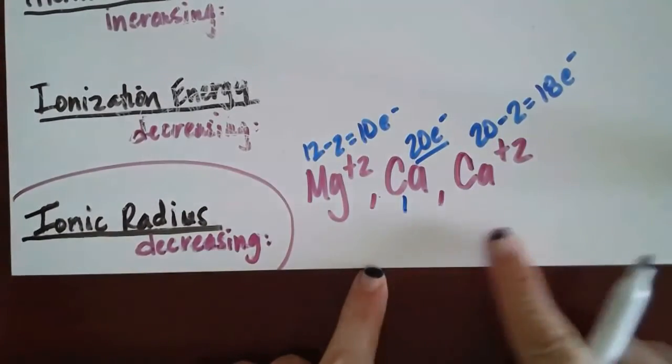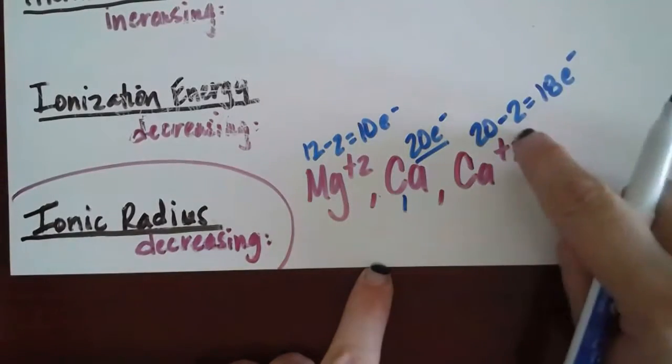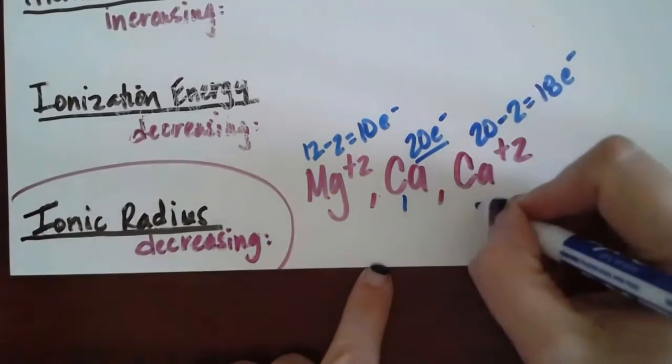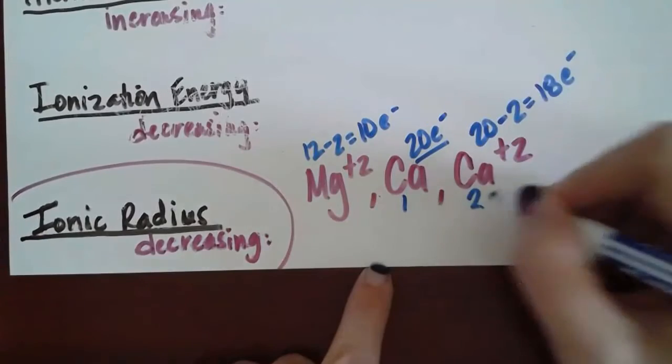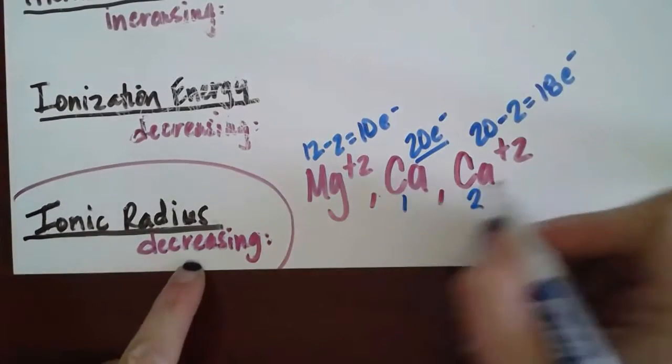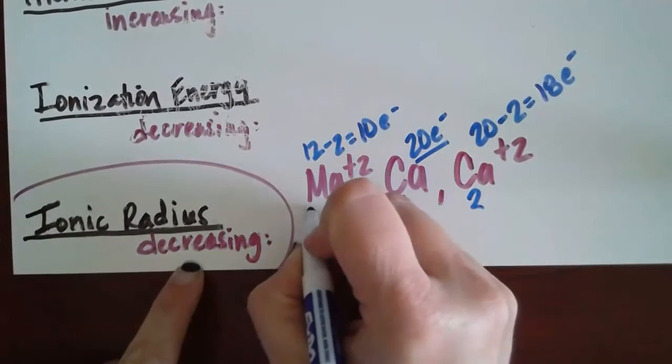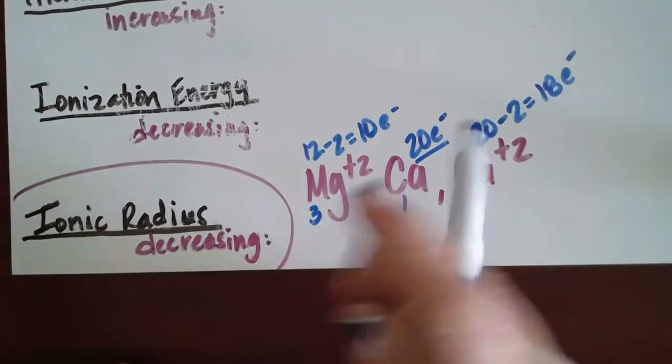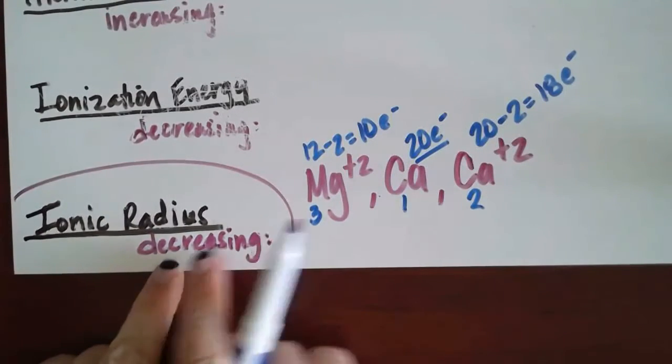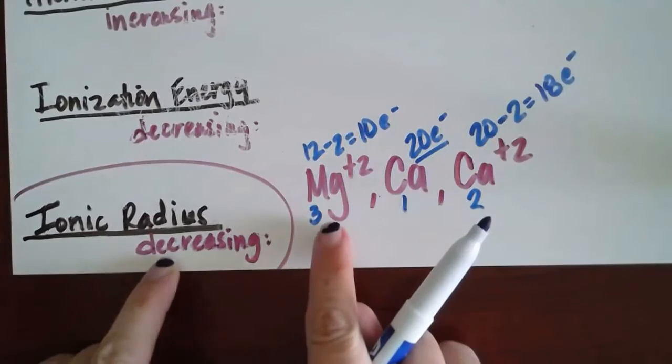Then the next smaller is going to be our calcium with +2. I know what I'm doing, really I do. And then magnesium with a +2 is our third in the order of going from biggest to smallest.